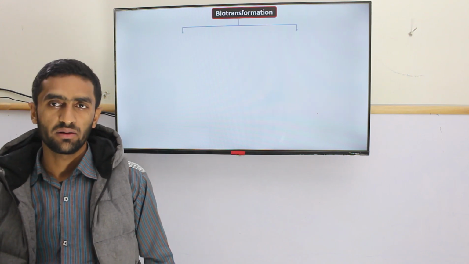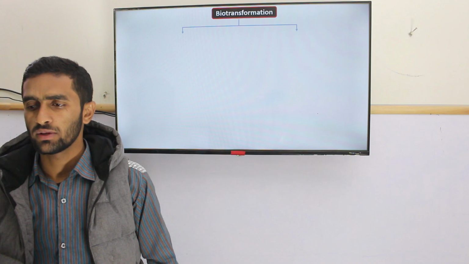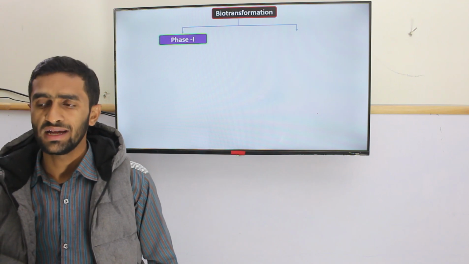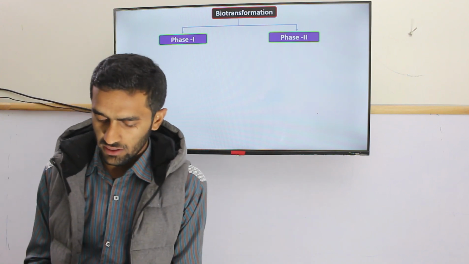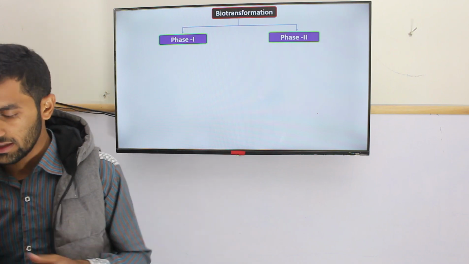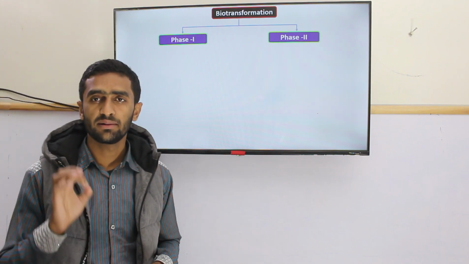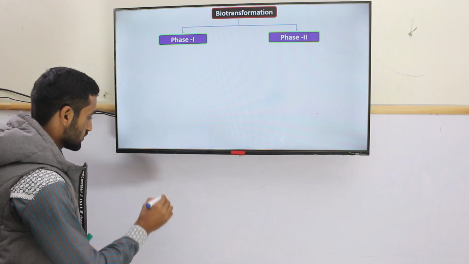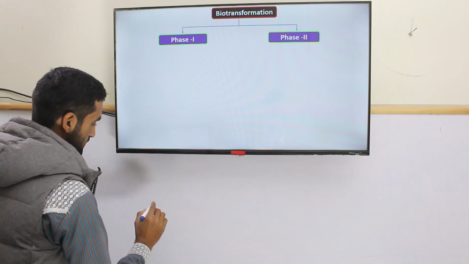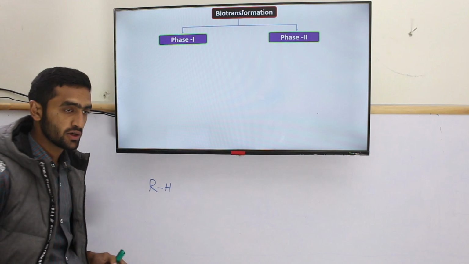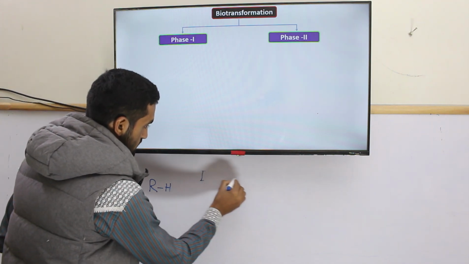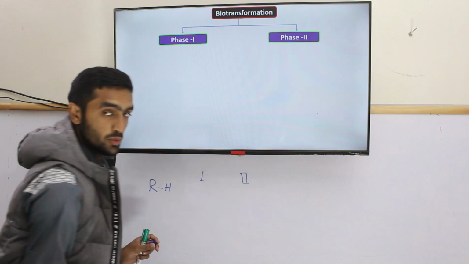Now, making the drug more water soluble depends upon two phases, phase 1 and phase 2. Before I go into detail, let me draw the concept. As I mentioned, our concern is making the drug more water soluble, so we undergo the biotransformation in two phases. For example, here is a drug. It undergoes phase 1 and phase 2, making it more water soluble.